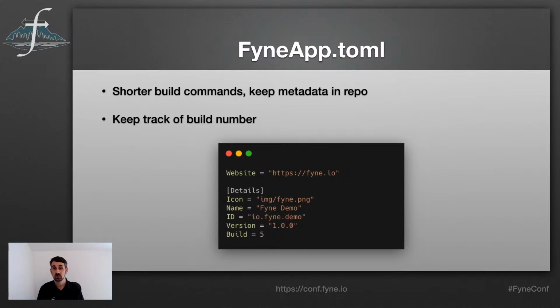You could specify your website, which is just metadata about the application, and then details specific to the binary. The icon that will be used, the name that should be put on the icon, and the ID, which is really important if you're using preference or storage, or even if you're distributing a standard app but on the mobile platforms. They require an ID, and I think Windows does in the latest versions as well.